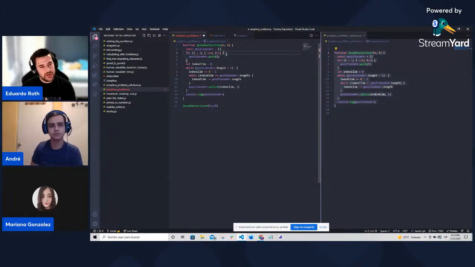Okay, so would you consider yourself front end, back end, or full stack? What do you prefer?